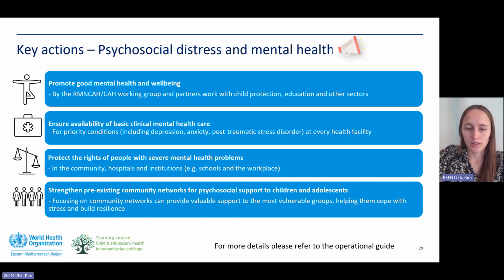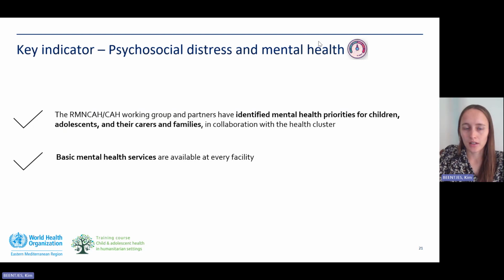Then we should strengthen pre-existing community networks for psychosocial support to children and adolescents. Focusing on community networks can provide support to the most vulnerable groups, which can help them cope with stress and building resilience. Then the indicators that are linked to this are that the working group and partners have identified mental health priorities for children, adolescents, and their carers and families in collaboration with the health cluster. And then the second key indicator is that basic mental health services are available at every facility.